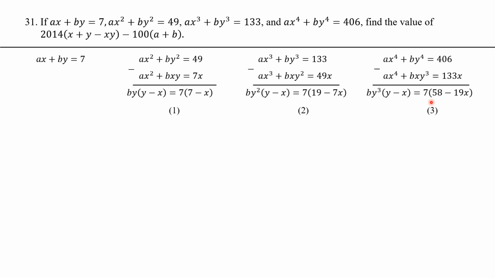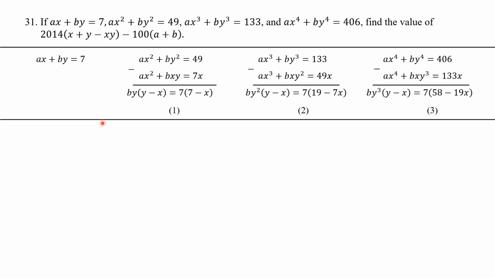What we're going to do now, we see that these parts are almost similar. So I'm going to take equation 2 and divide it by equation 1. What will happen is y minus x cancels out, b cancels out, and y squared divided by y is going to give me y. So I'm left with only y on this side, and here 7 and 7 cancel out, so I have 19 minus 7x divided by 7 minus x.